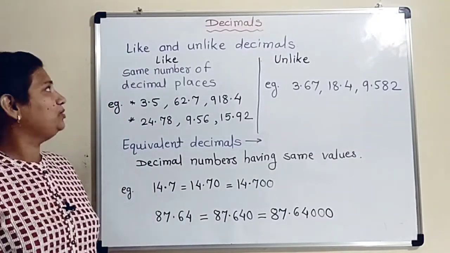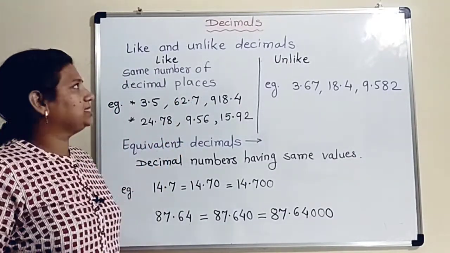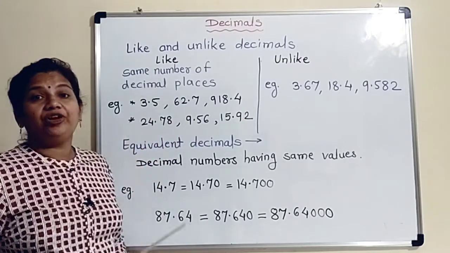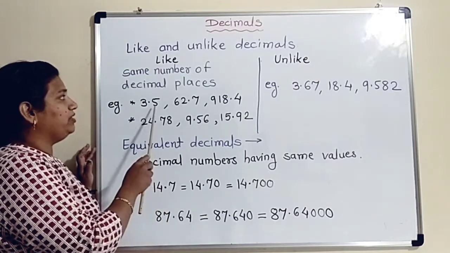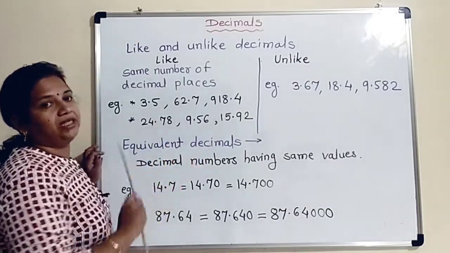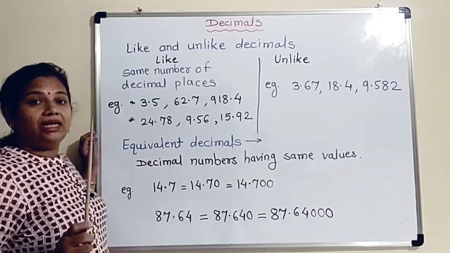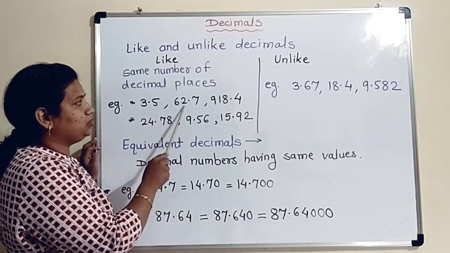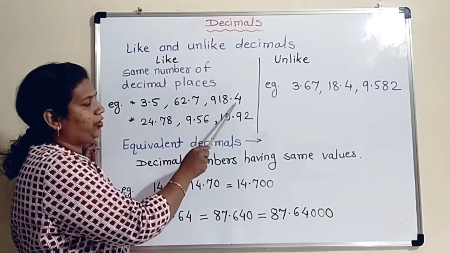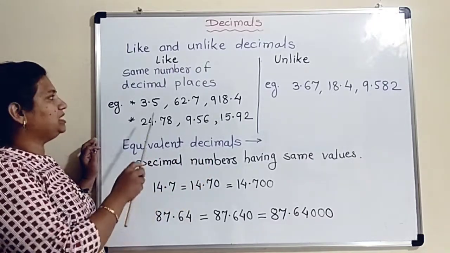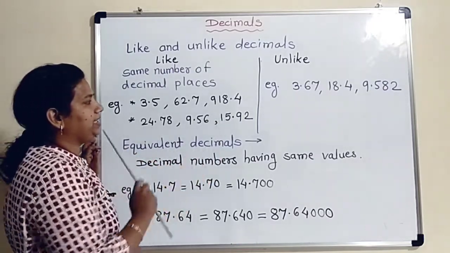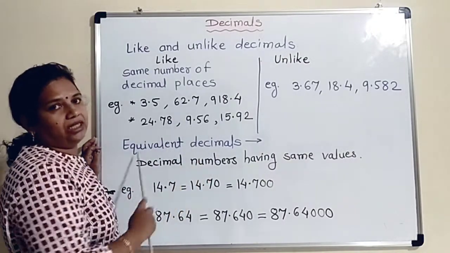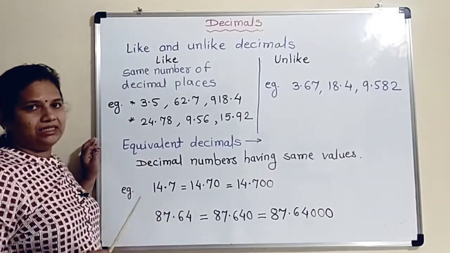Now let us learn about like and unlike decimals. The decimal numbers having same number of decimal places. That means if there is only one decimal place in all the decimal numbers, they are said to be like decimal numbers. Like here in first group 3.5, 62.7, 918.4. In all the three decimal numbers there is only one place. So they all are like decimals. Same way here there are two decimal places in all the three numbers, so they are also like decimals.